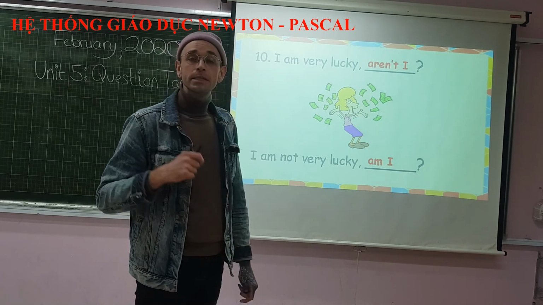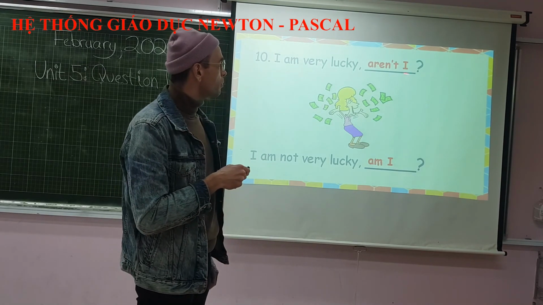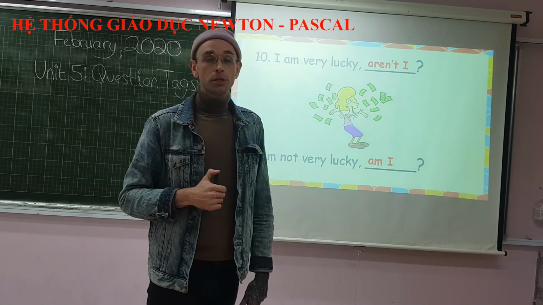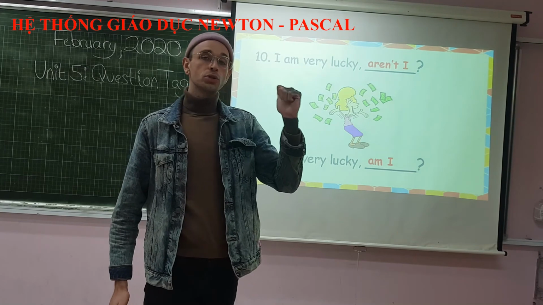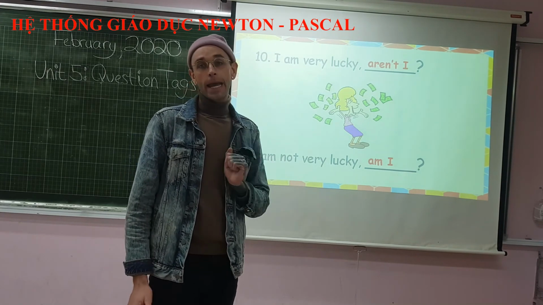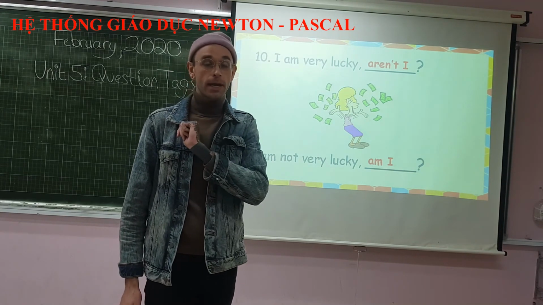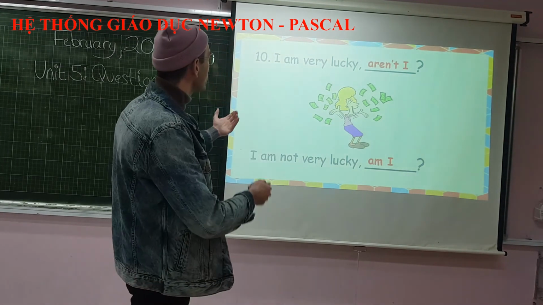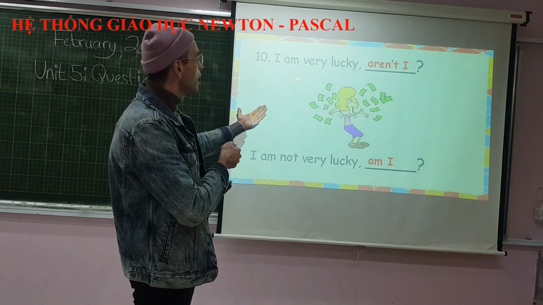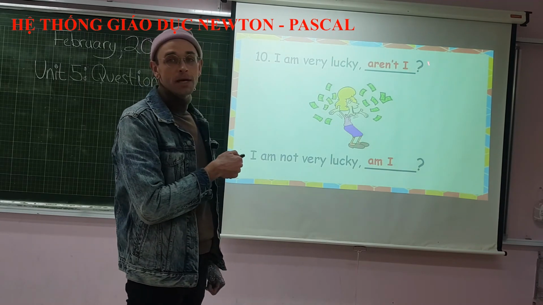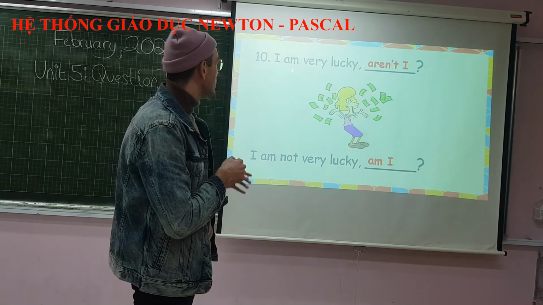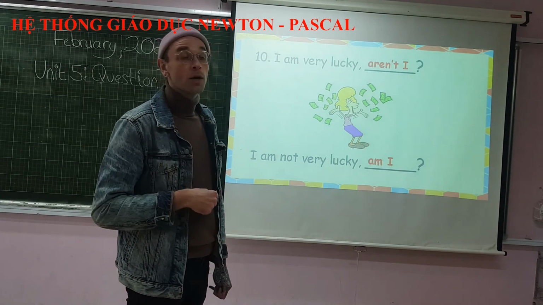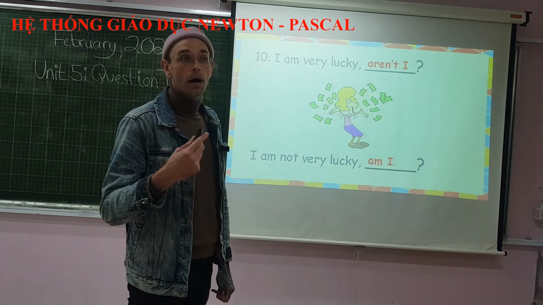So, obviously, are is not the to-be verb that goes with our pronoun I. Which pronoun does are belong to? Okay, are belongs to you are, we are, and they are. Okay? Am is the pronoun that goes with I, but if we have positive on the left, we do not use am as our to-be verb on the right. We do not say, I am very lucky, am not I. We must use the to-be verb are.